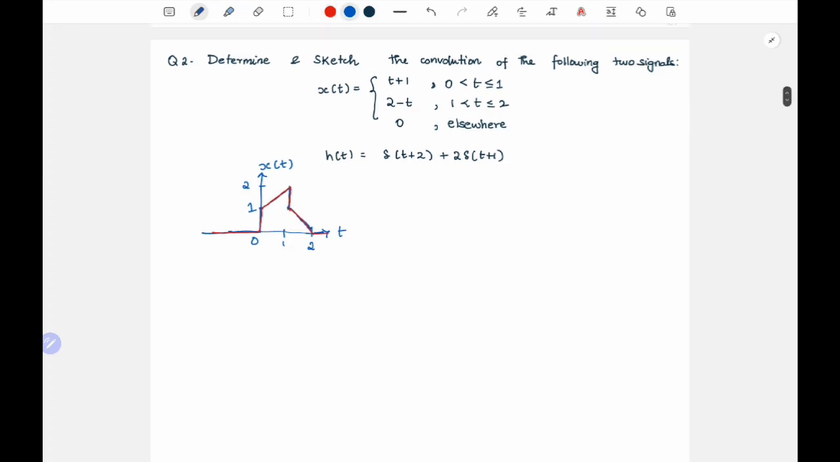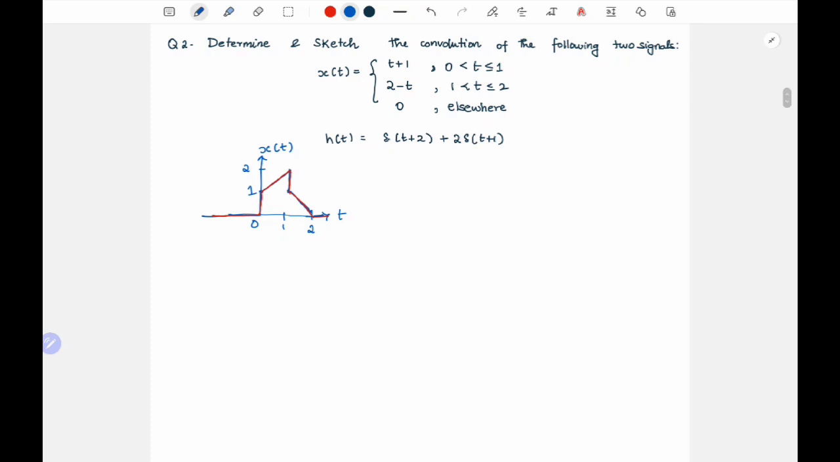So again you can approach this question in two ways. You can directly do the mathematical formulation where x of t convolved with h of t, you can just write it mathematically. So this will be x of t plus 2 plus 2 times x of t plus 1. Or you can also do it graphically. So graphically you can use this property of convolution, right? Distributive property. So what it states, x of t convolved with h1 of t plus h2 of t is equal to x of t convolved with h1 of t plus x of t convolved with h2 of t.